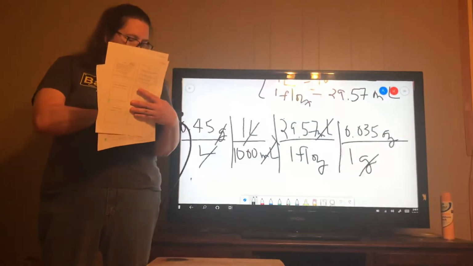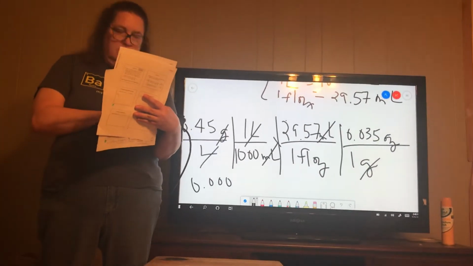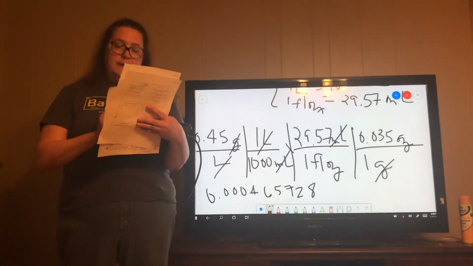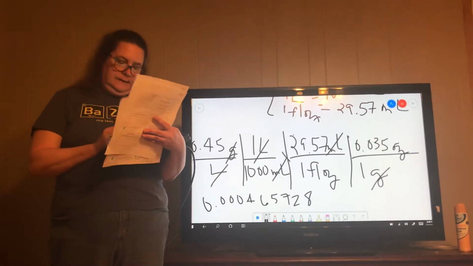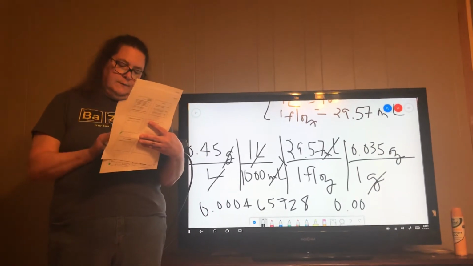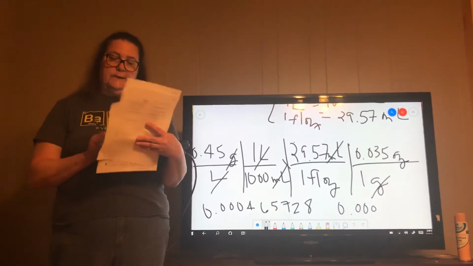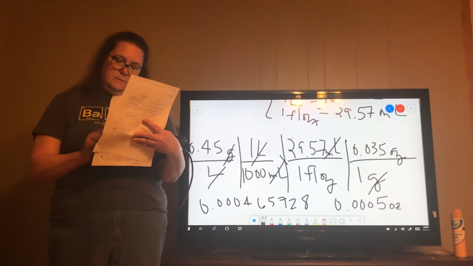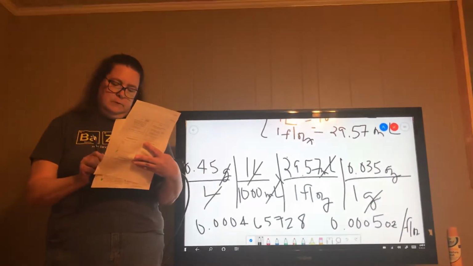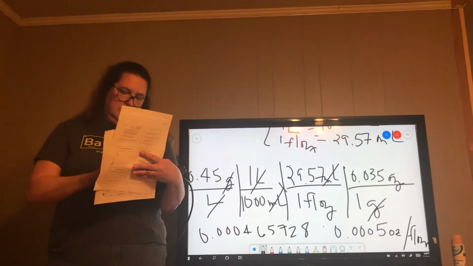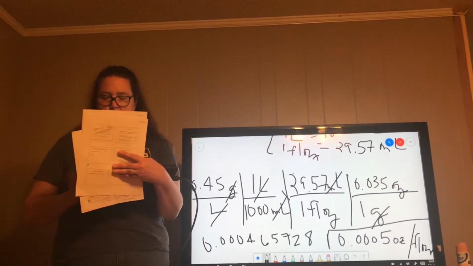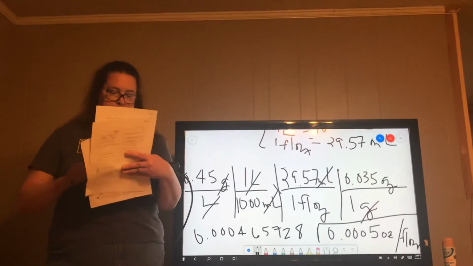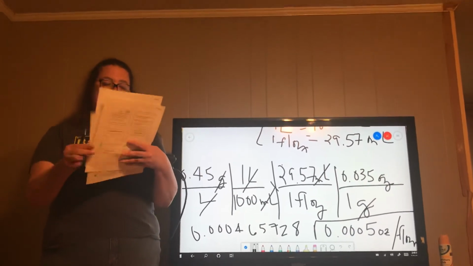And I get this big long number. But we know that it's got to be in sig figs. So remember, all 4 of those zeros are insignificant. And so that's the answer. Okay? 0.0005 ounces per fluid ounces. Okay, so that's slide 16.